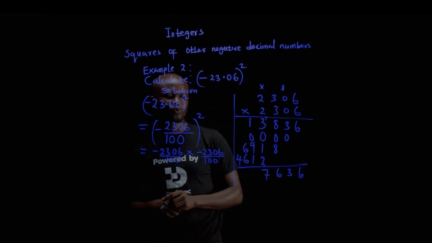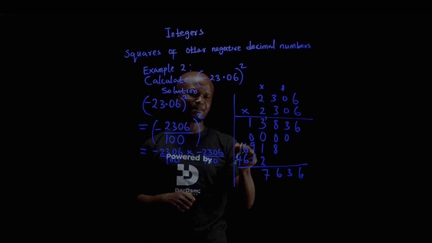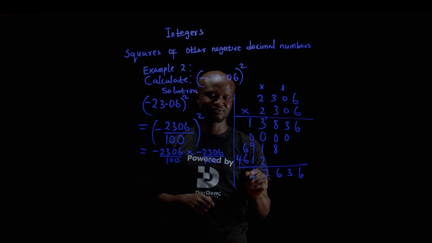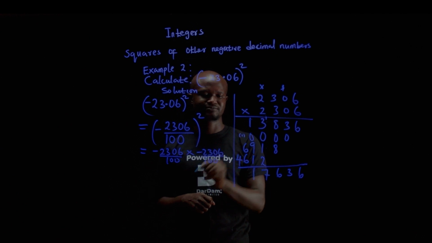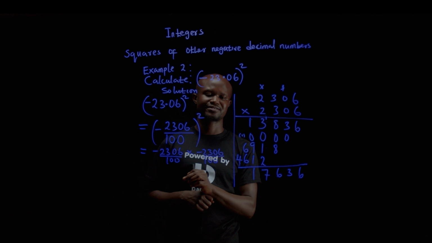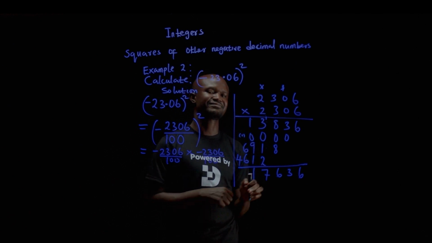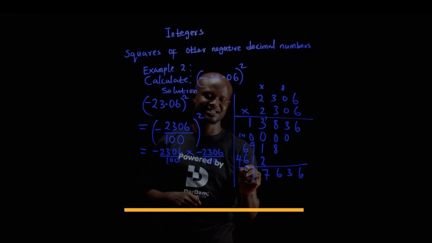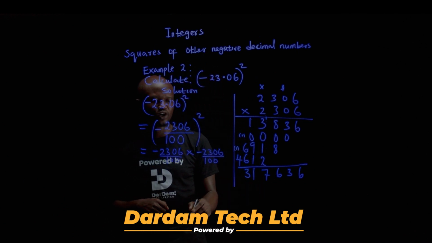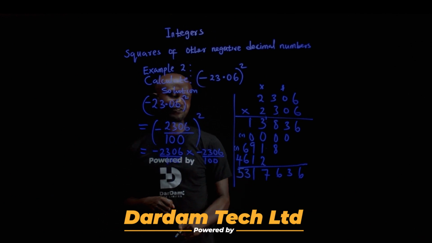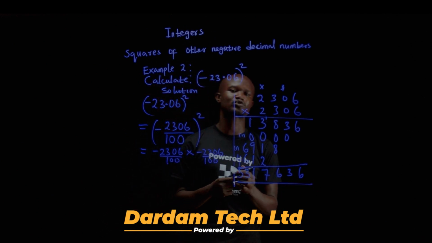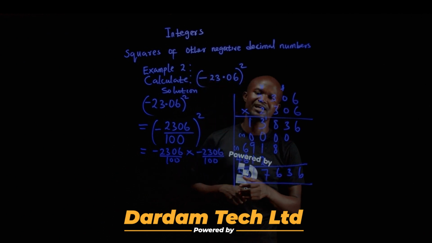Now, 1 plus 0, what do we have? 1. 1 plus 9, that is 10. 10 plus 1, 11. We carry 1. Now, 6 plus 6. Okay, 6 plus 1 first. 7. 7 plus 6, 13. Then we carry 1. 1 plus 4, what do we have? That is 5. So this is the answer to the product of 2,306 and 2,306.